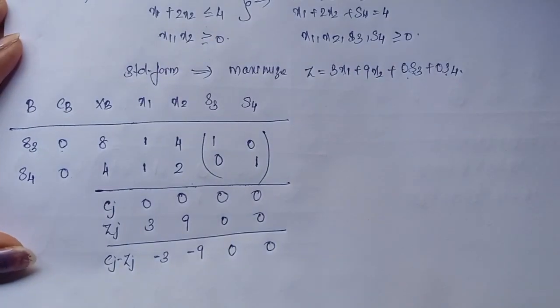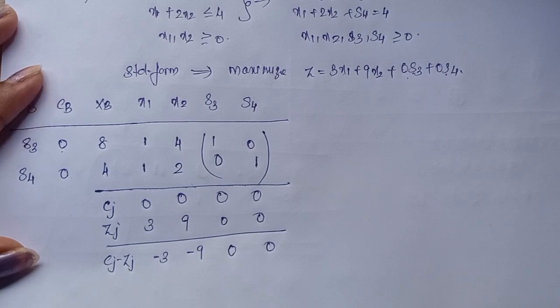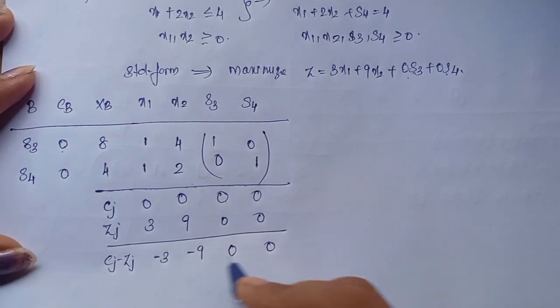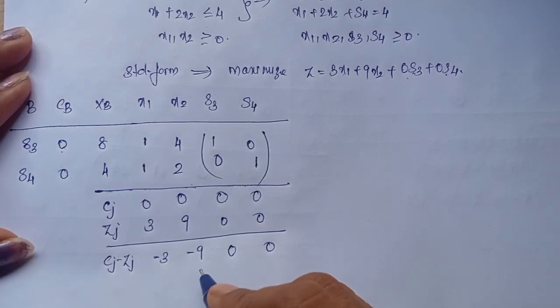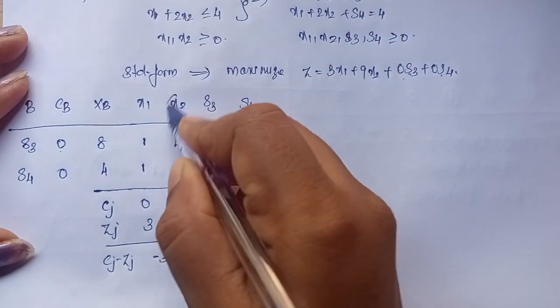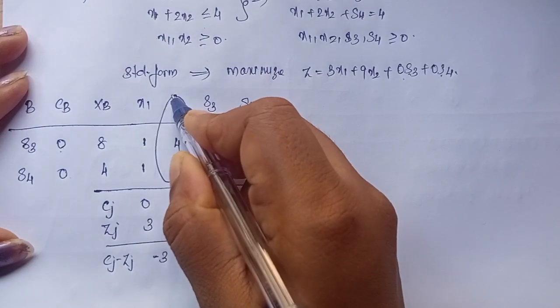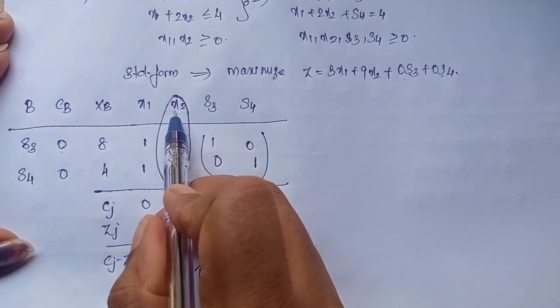Therefore, Cj minus Zj has negative values. So, this solution is not optimal. So, we want to continue the iteration process. For this, we choose the most negative value of Cj minus Zj, that is minus 9, and we choose the column corresponding to this minus 9. So this is the key column, and x2 is the entering variable.